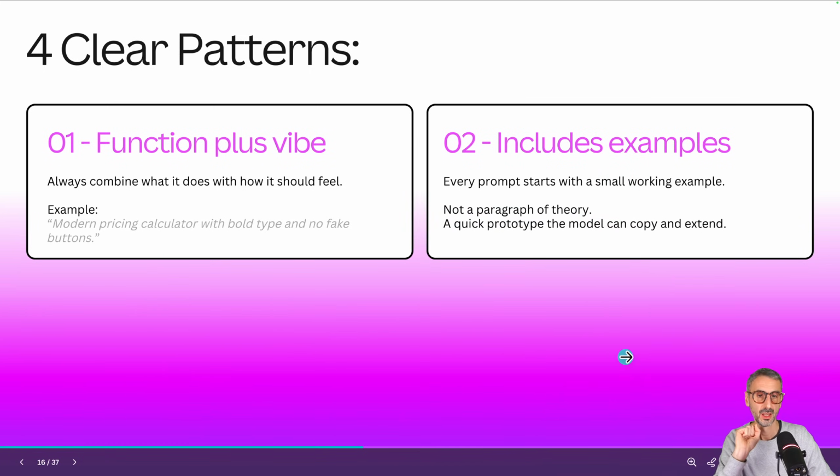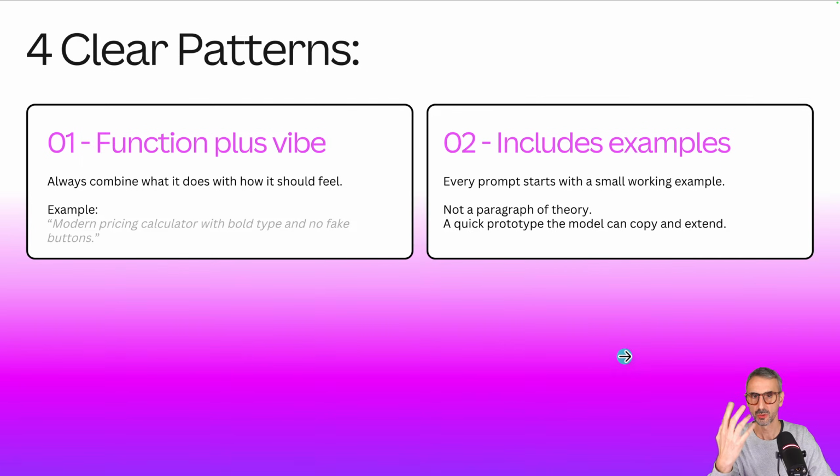Second pattern, you are going to include an example. Almost all of these prompts included an example. Every prompt starts with a small working example that acts kind of like a prototype that Canva Code or Canva AI can understand: oh, okay, that's what you're building. You give it an example. We call that in LLM language multiple-shot learning, or few-shot learning, because you give it a first shot. You show it a way to do what you're trying to do. You give it an example.